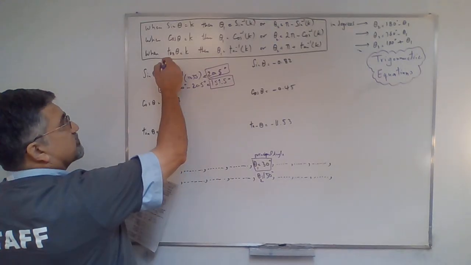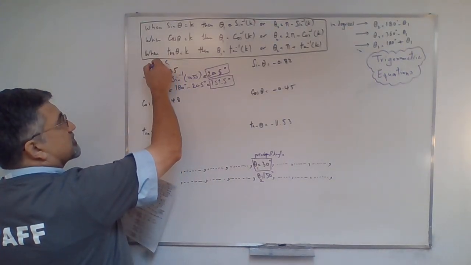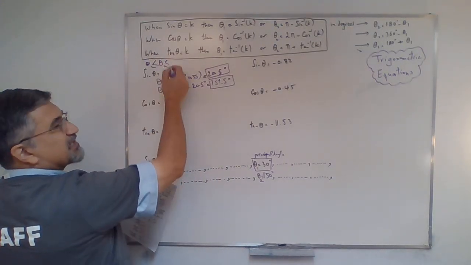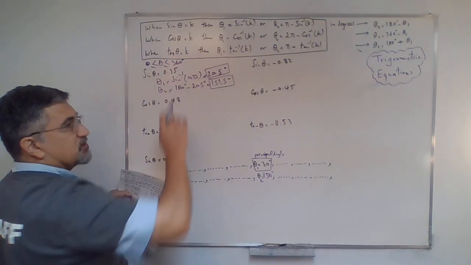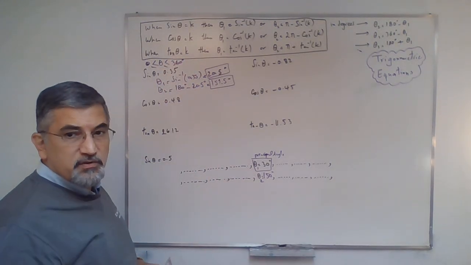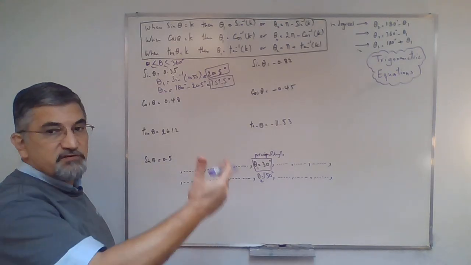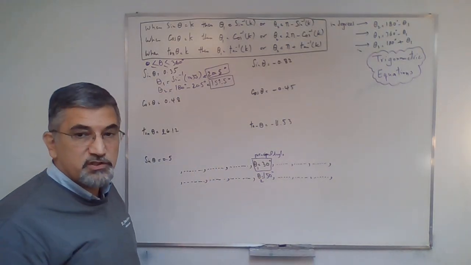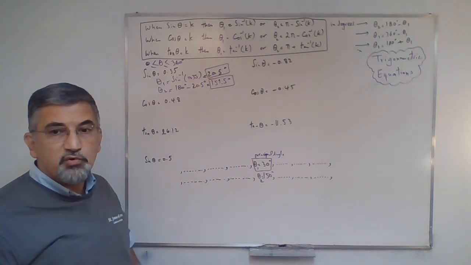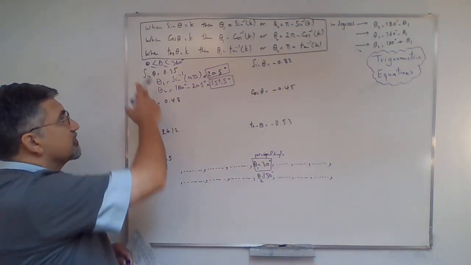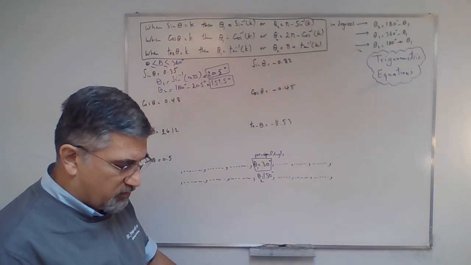So I'm going to define here some sort of domain. I'm going to say theta is between 0 and 360 degrees. That's a given domain. So within this given domain, solve the trigonometric equation basically, okay? So 20.5 degrees and 159.5 degrees are the two solutions for this first trigonometric equation.